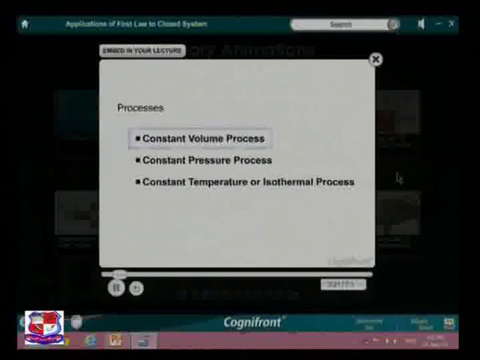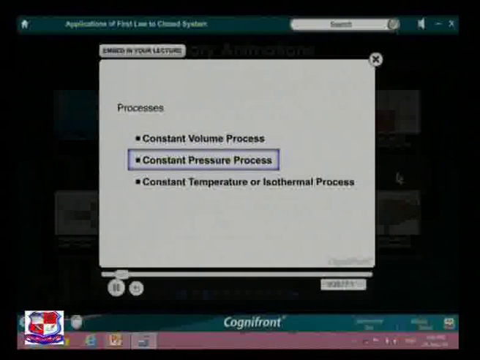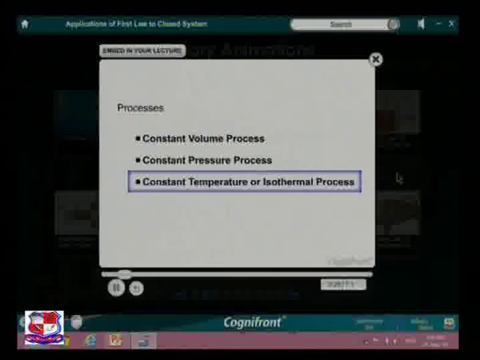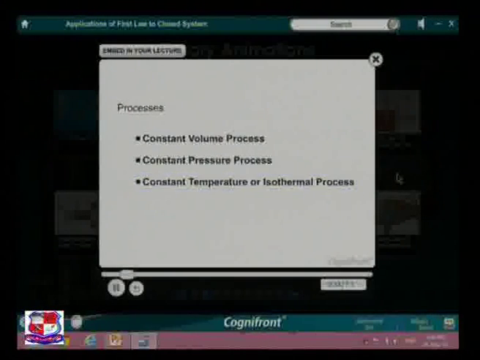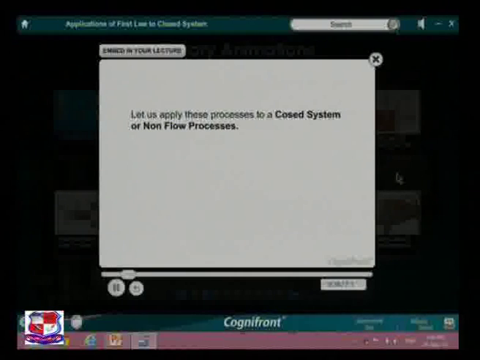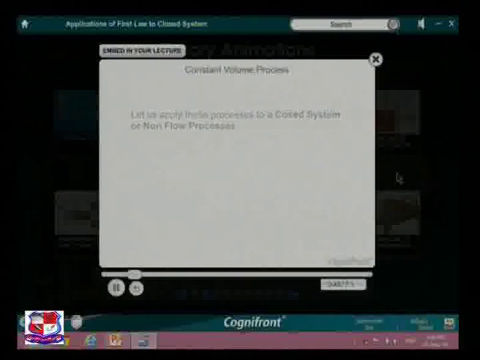They are constant volume process, constant pressure process, constant temperature or isothermal process. Let us apply these processes to a closed system or non-flow processes. Let us begin with the constant volume process.